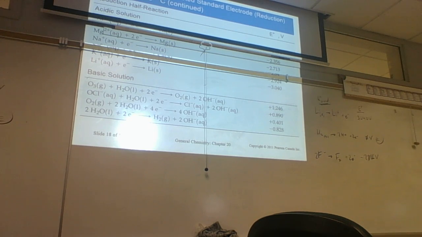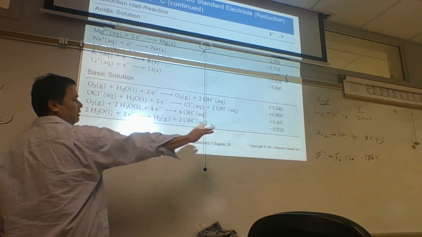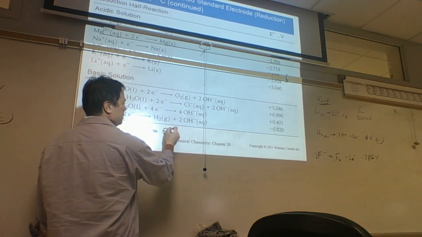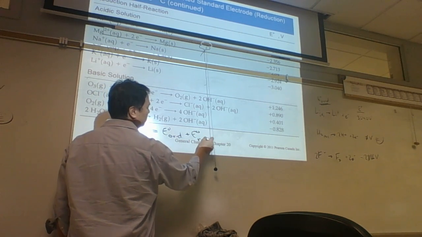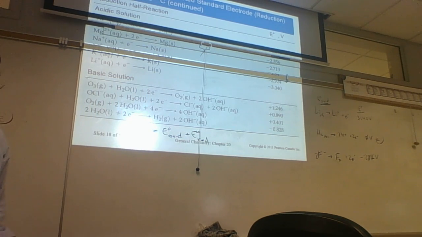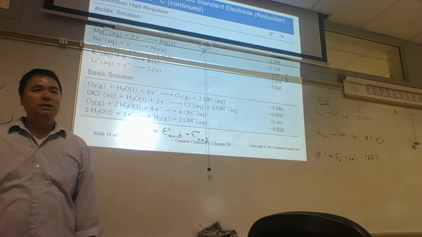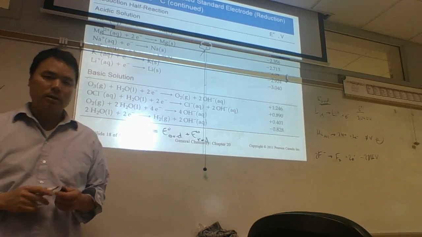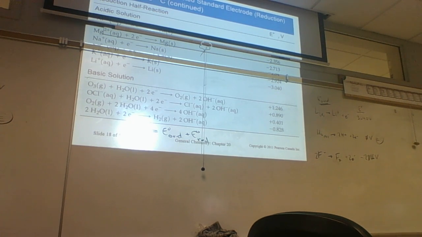And then to use these is very simple. E of the cell: one leads to an error one way, the other leads to an error the other way. So E naught of the cell is just equal to the anode, which is where oxidation occurs, plus the cathode, which is where reduction occurs. We just add up those two potentials. High oxidation potential means it's easier to oxidize over there. A high reduction potential means it's easier to reduce over here. And we just add them up. We don't have to do anything weird.